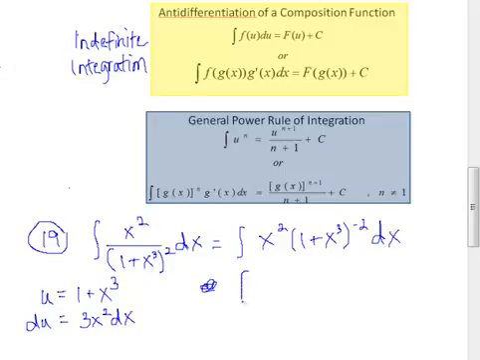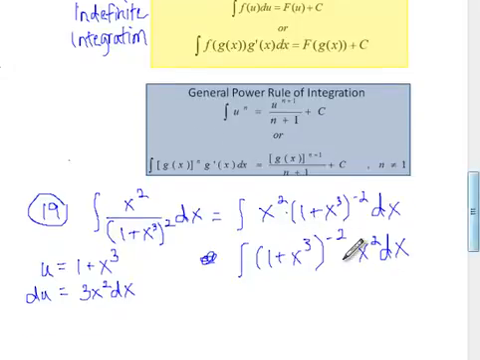And remember, our goal is to get out all of our x's and replace them with u's somehow. So I'm going to have 1 plus, I'm going to first rearrange this to the negative 2. And these are just factors that are being multiplied, so of course that doesn't matter. The order in which you multiply does not matter. So here I have that. This is easily subbed out. What I can rewrite that as is u to the negative 2.